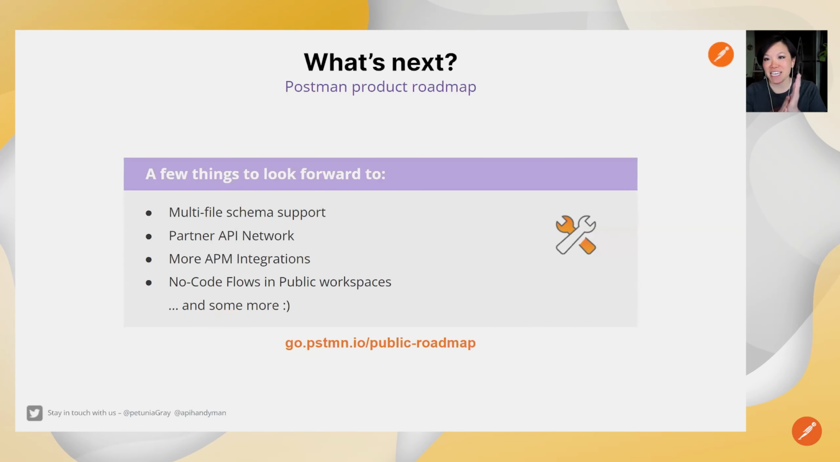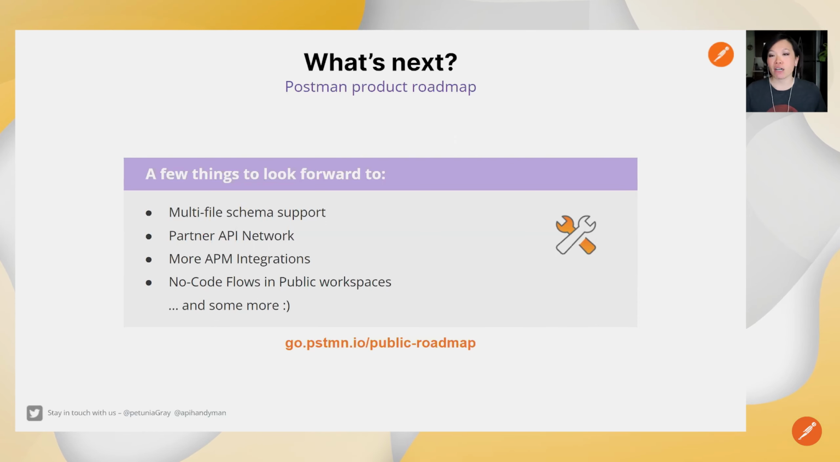And a little sneak peek at what's coming up from our product roadmap, specifically related to OpenAPI. Multi-file schema support is coming up. Partner API network. We have the public API network for public APIs, private for private APIs within my own Postman team. And now there's partner API network coming up for our open APIs.